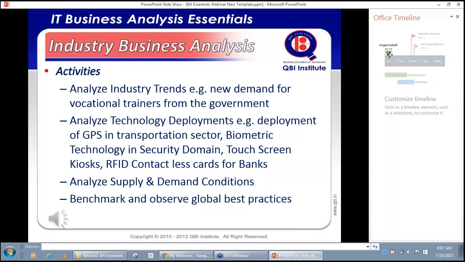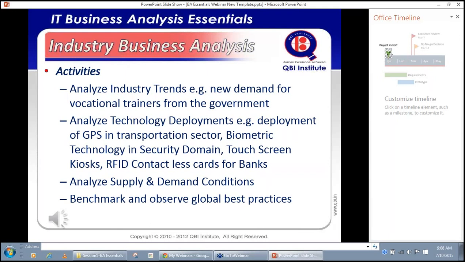You have to analyze supply and demand conditions. You have to benchmark and observe global best practices of your industry. So as a business analyst, you need to keep aware of all these happenings in your industry, and you need to be aware of the implications of these changes on your enterprise, on your project, and on your processes. So this is industry business analysis.